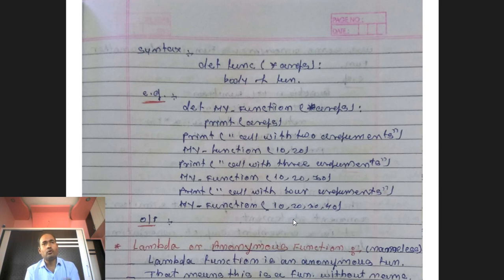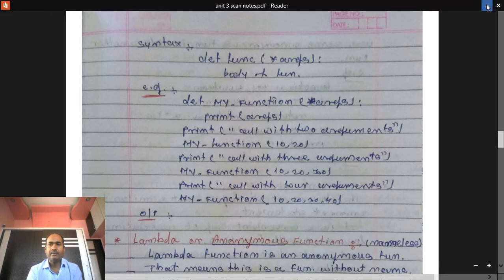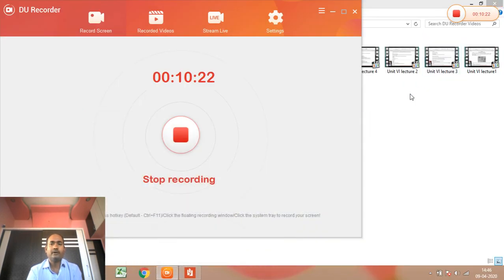If you don't know the number of arguments, that means how many arguments are used in the function, at that time variable length arguments are there, and their syntax is def, name of the function, and in brackets star args. In this way we have to use the star args syntax for variable length arguments. So this is sufficient for this lecture. The remaining part of the lecture we will continue in the next lecture.